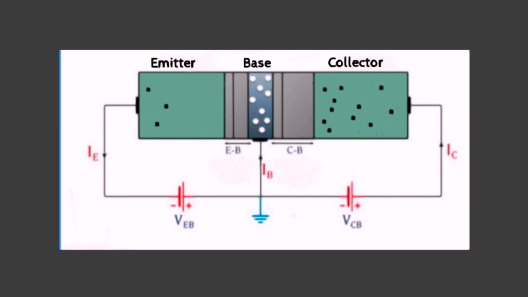As we know, the direction of flow of current is opposite to the direction of flow of electrons. And in this case, electrons are moving from the emitter region to the collector region. Therefore, the direction of flow of current in an NPN transistor is from the collector region to the emitter region. So friends, this is all about the construction and working of the NPN transistor.